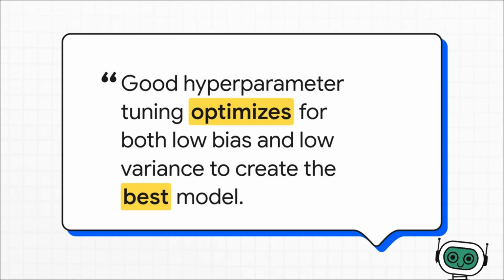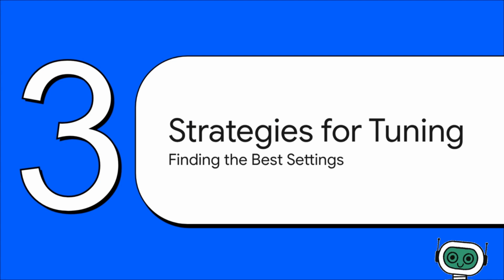So hyperparameter tuning is really a balancing act. We're searching for that sweet spot, a model that's complex enough to capture the real patterns, but not so complex that it starts memorizing noise. The goal is to get both low bias and low variance. Okay, so now we know why we tune. Let's get into the how. How do you systematically find the best settings for these dials?